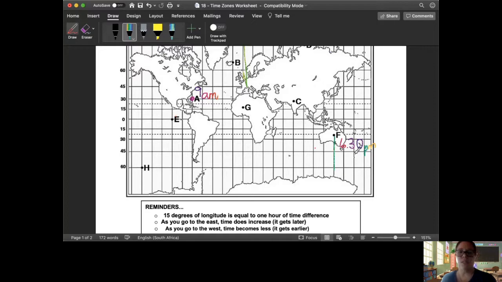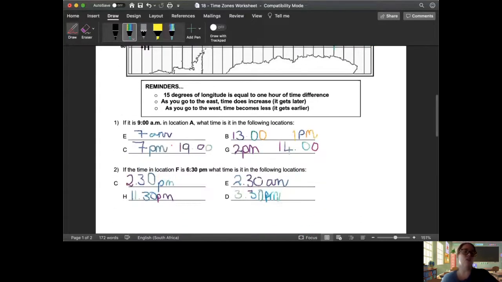All right, so we can count it again just to check it. 6:30 a.m., 5:30, 4:30, 3:30, 2:30, 1:30, 12:30 a.m., 11:30 p.m., 10:30, 9:30, 8:30, 7:30, 6:30, 5:30, 4:30, 3:30, and 2:30 a.m. is here. All right, so those are your answers for this one. So if you look down at the bottom, you've got 2:30 p.m. for C, E is 2:30 a.m., D is 3:30 p.m., and H is 11:30 p.m.